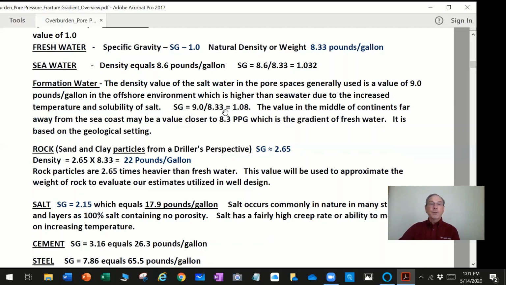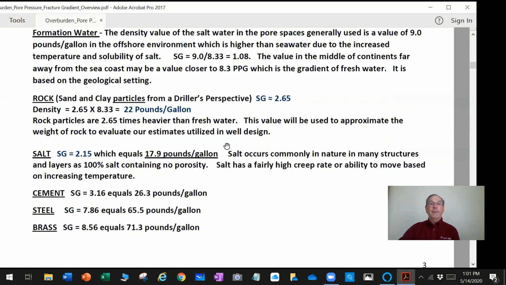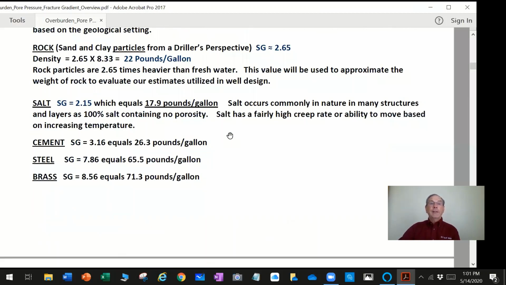So rock particles are 2.65 times heavier than fresh water, and this value will be used to approximate the weight of rock to evaluate our estimates utilized in well design today. Now, salt has a specific gravity of 2.15, which equals 17.9 pounds per gallon.